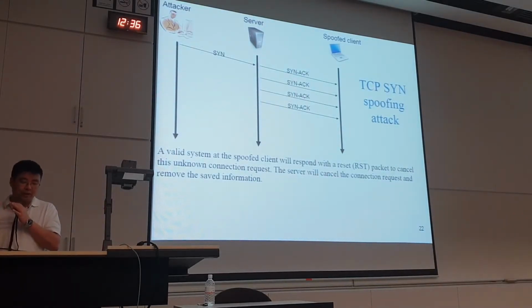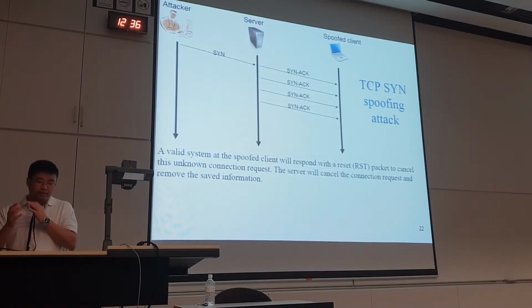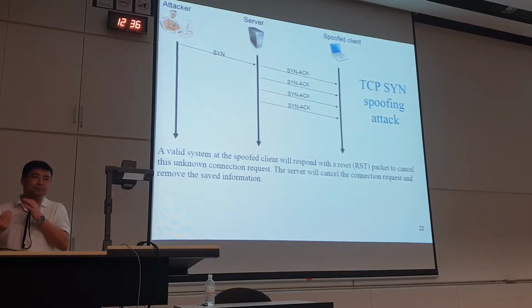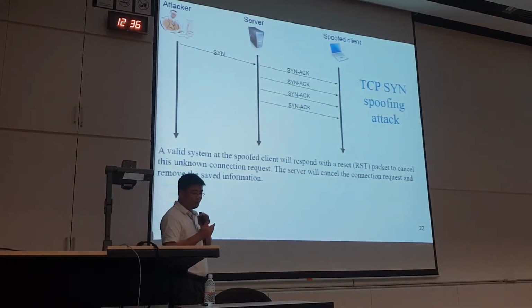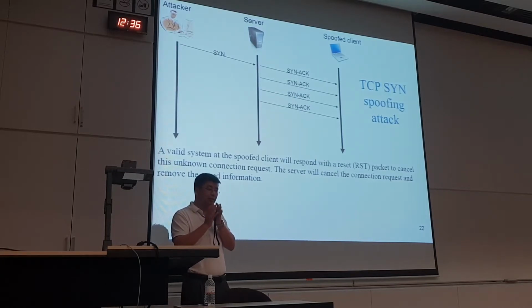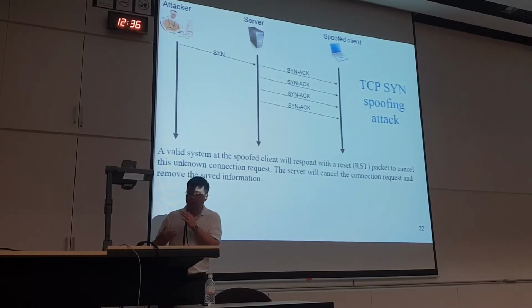The good part of using a random IP address is that maybe the IP address does not exist. So if you use a non-existing IP address to send the request, the server will send the second message to this non-existing machine. Then the server will never get the response. So the server will resend the second message and wait for the response, but there is no response because such a machine does not exist. So this is the good part of using a random IP address.